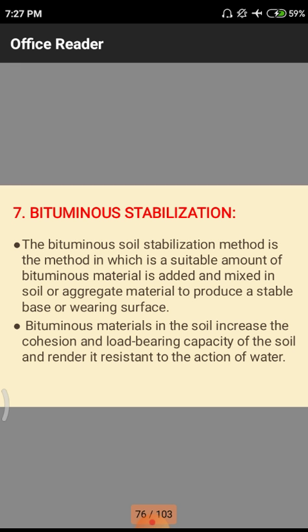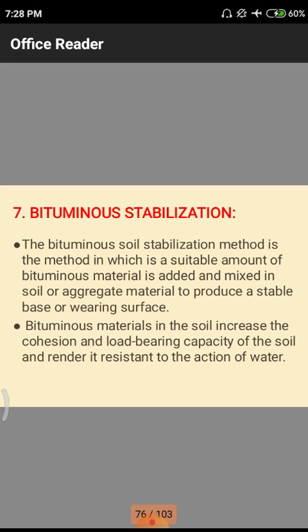First of all, what is bitumen, and in which cases do we have to utilize it in construction? The bitumen soil stabilization method is a method in which a suitable amount of bitumen material is added to and mixed in the soil or aggregate material to produce a stable base or wearing surface. The whole sentence gives a similar meaning.